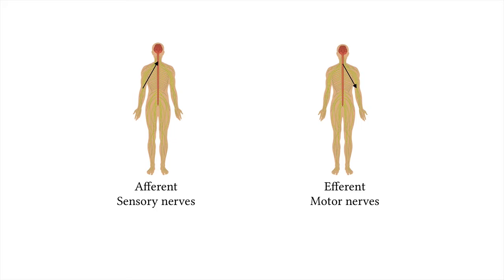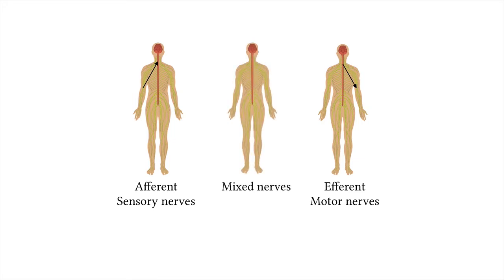Additionally, motor neurons, which are efferent neurons, can only send outgoing information from the central nervous system out to the muscles or glands. But a nerve is a bundle of axons from lots of neurons, so it also can carry axons from both types, sensory and motor. And if it does, it's called a mixed nerve.